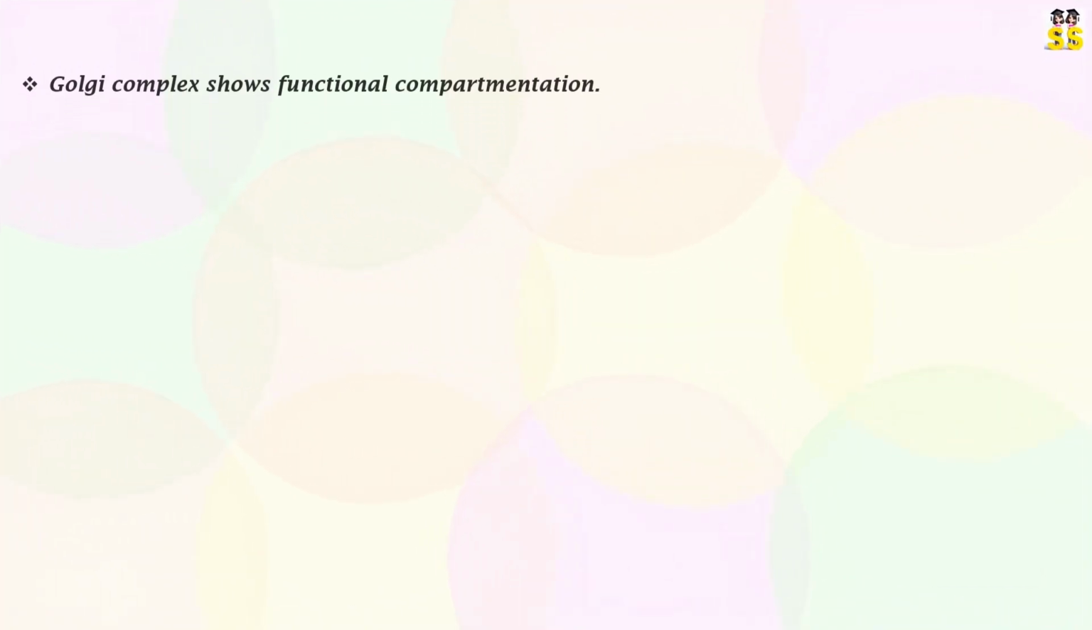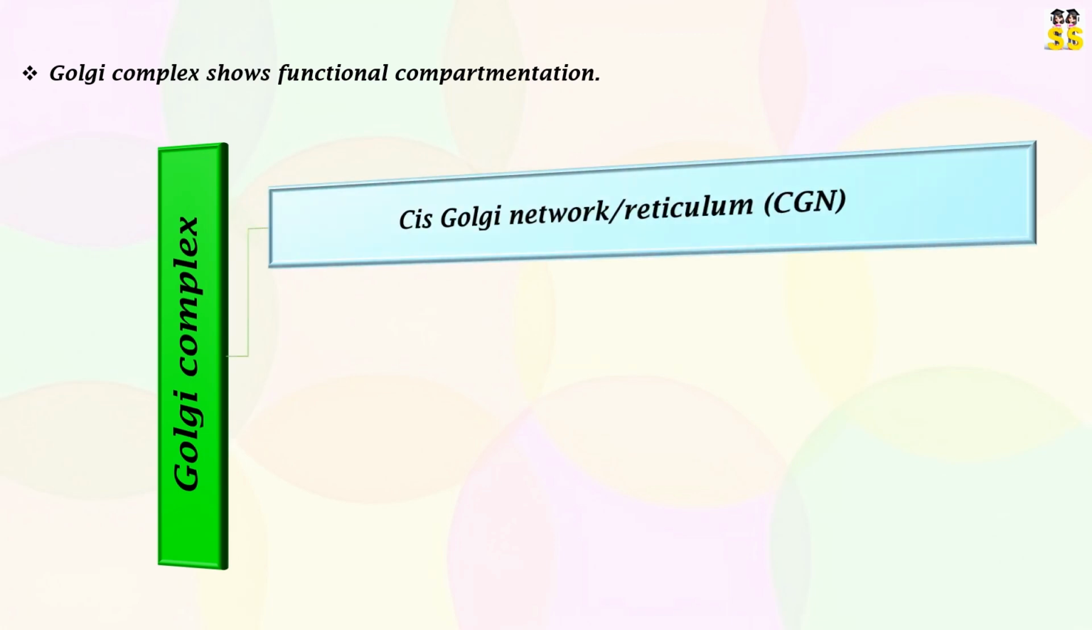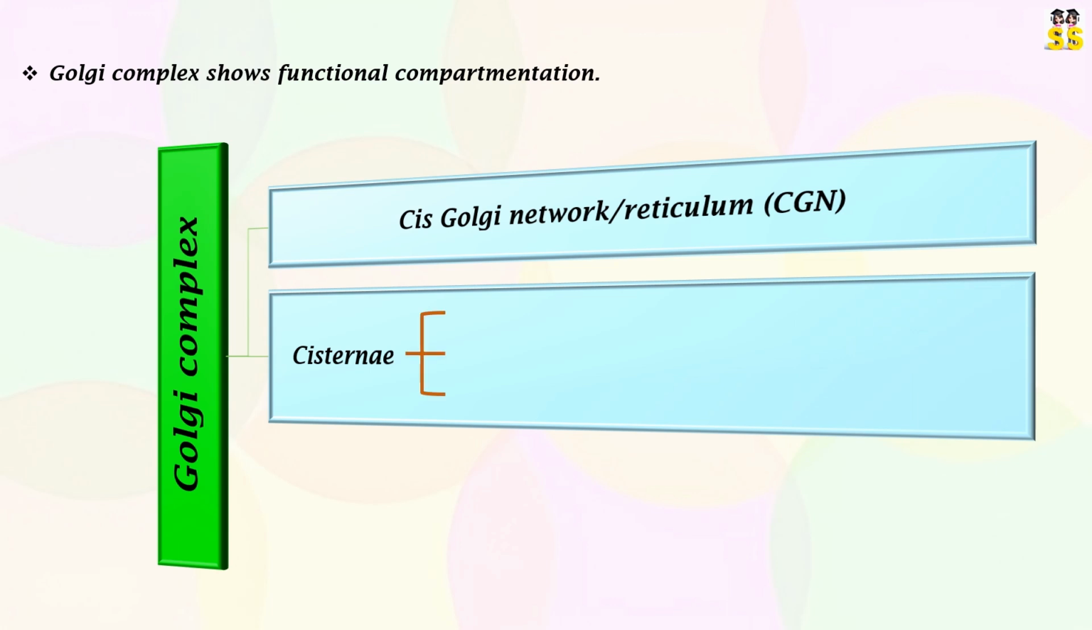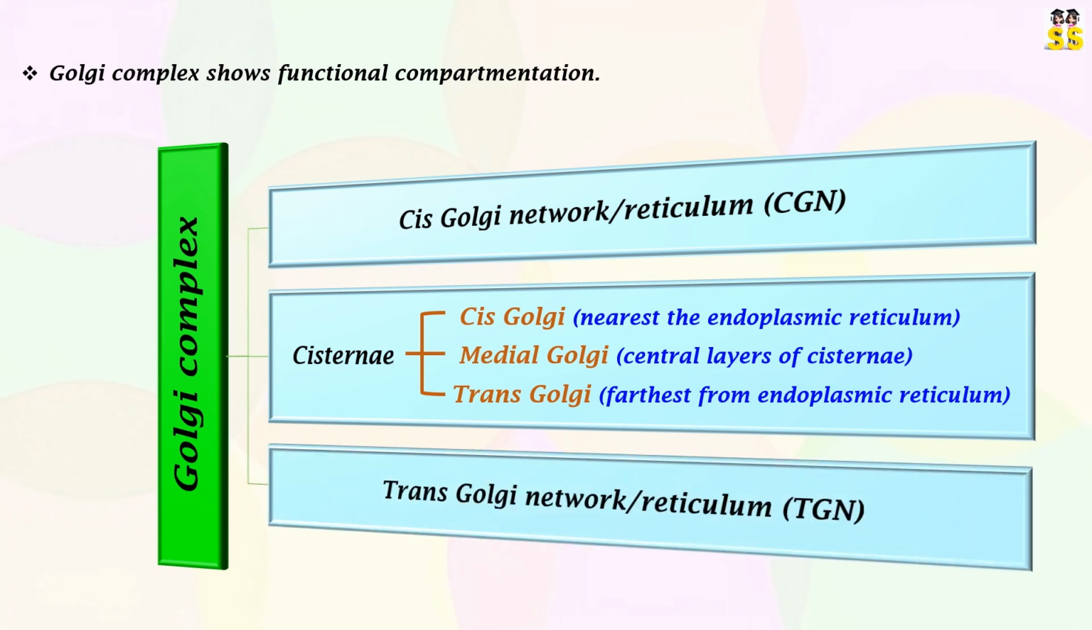Golgi complex shows functional compartmentation. Cis-Golgi network or reticulum, abbreviated as CGN. Cisternae comprise cis-Golgi, which is nearest the endoplasmic reticulum, medial Golgi, which are the central layers of cisternae, and trans-Golgi, which is farthest from the endoplasmic reticulum. Trans-Golgi network or reticulum, abbreviated as TGN.